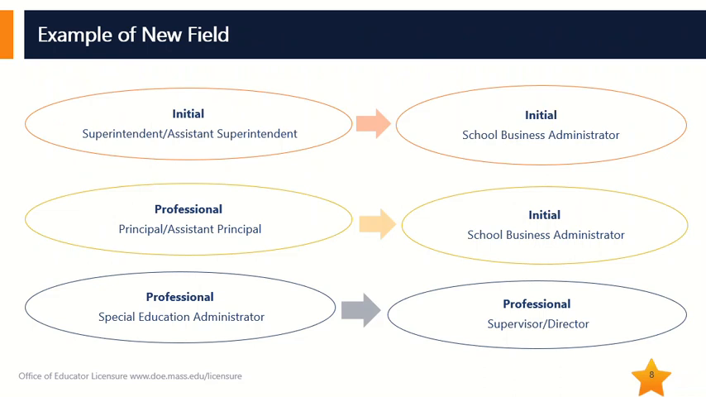Let's elaborate through some examples. In the first example, initial to initial, the applicant holds the initial superintendent assistant superintendent license and wants to add an initial school business administrator license. In the second example, professional to initial, the applicant holds the professional principal assistant principal license and wants to add an initial school business administrator license. In the final example, professional to professional, the applicant holds the professional special education administrator license and wants to add a professional supervisor director license.